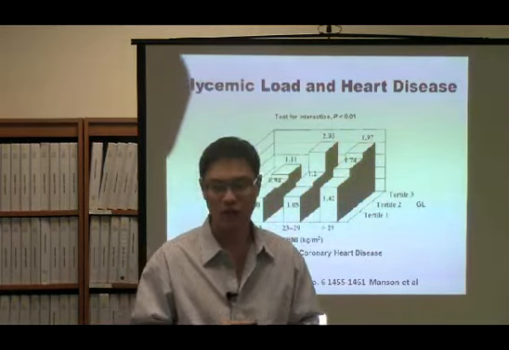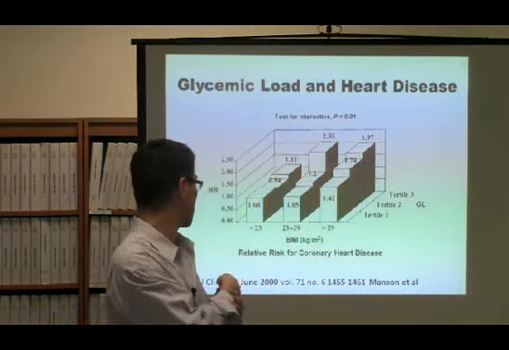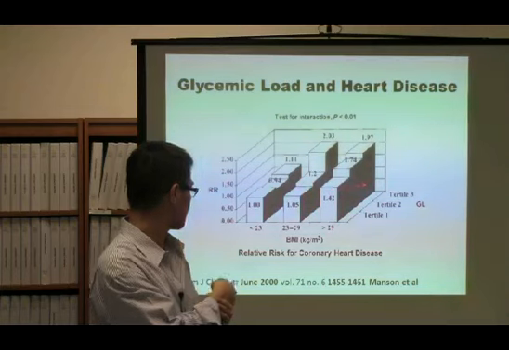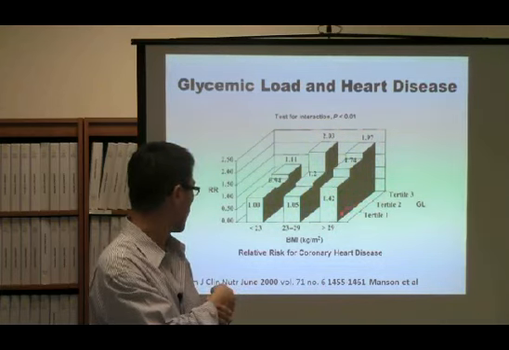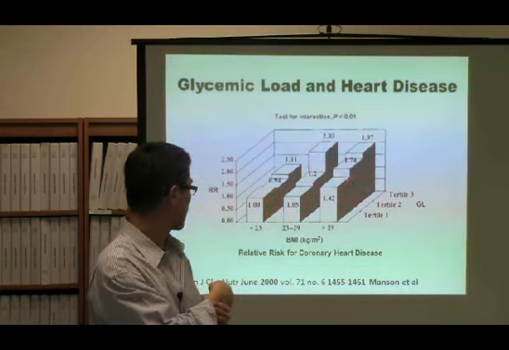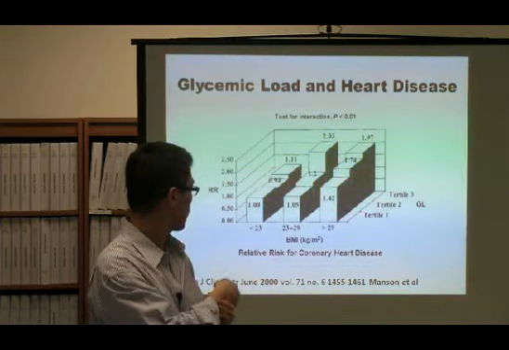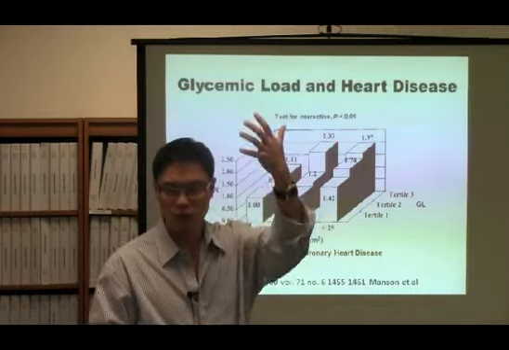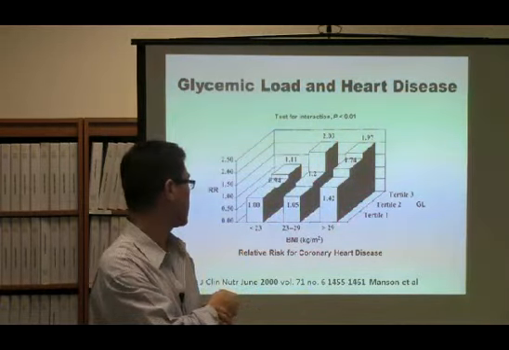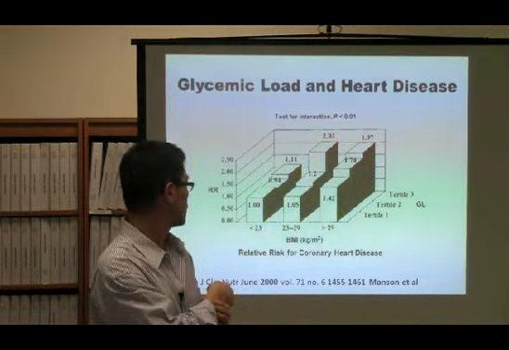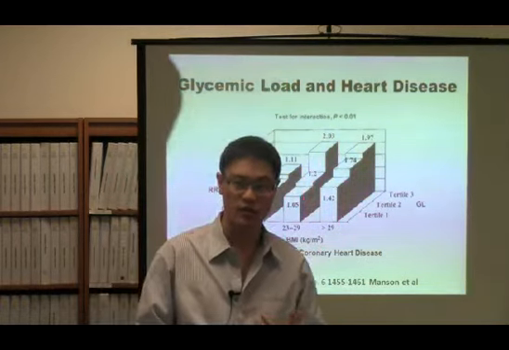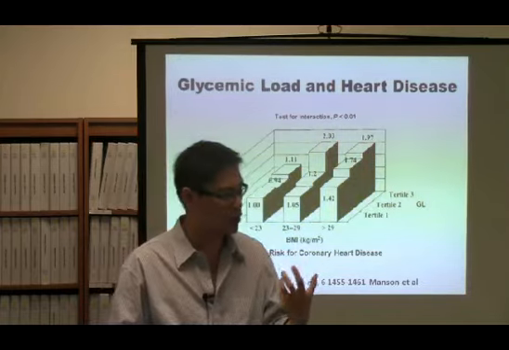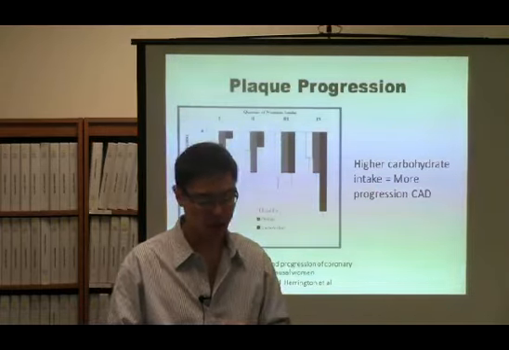And if you look at the risk of heart disease, you can see that this is the risk of heart disease, and this is the glycemic load. So as your weight goes up, your risk of heart disease goes up, but as you take more and more of these foods that raise your glycemic index, that also causes you to have higher risk of heart disease. So there's a clear relationship between carbohydrates, between the glycemic load of foods.